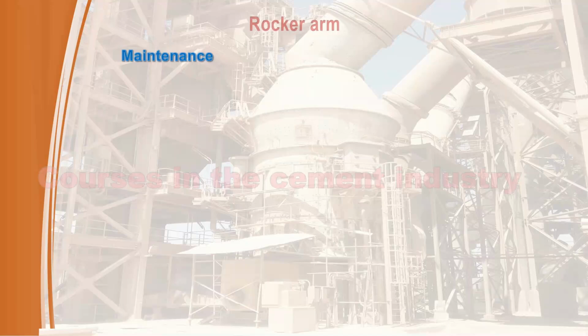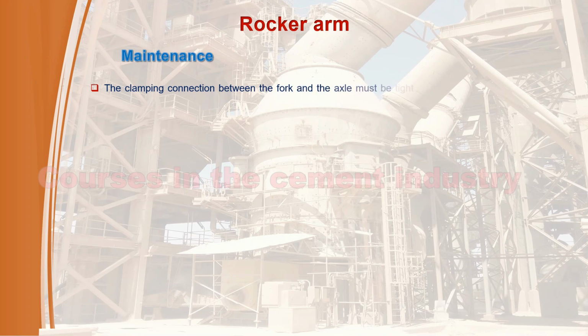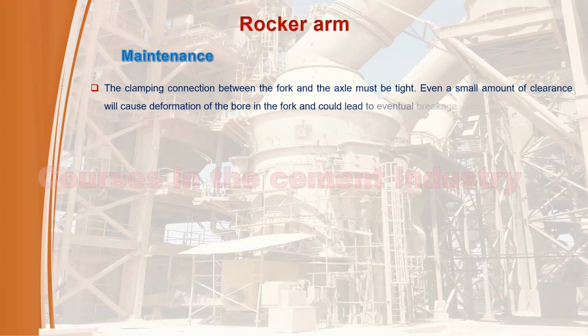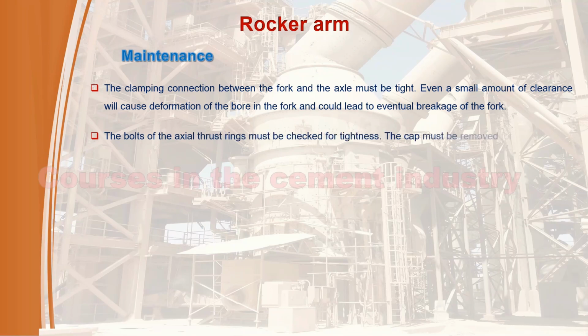Maintenance for rocker arm. 1. The clamping connection between the fork and the axle must be tight. Even a small amount of clearance will cause deformation of the bore in the fork, and could lead to eventual breakage of the fork. 2. The bolts of the axial thrust rings must be checked for tightness. The cap must be removed for this purpose.